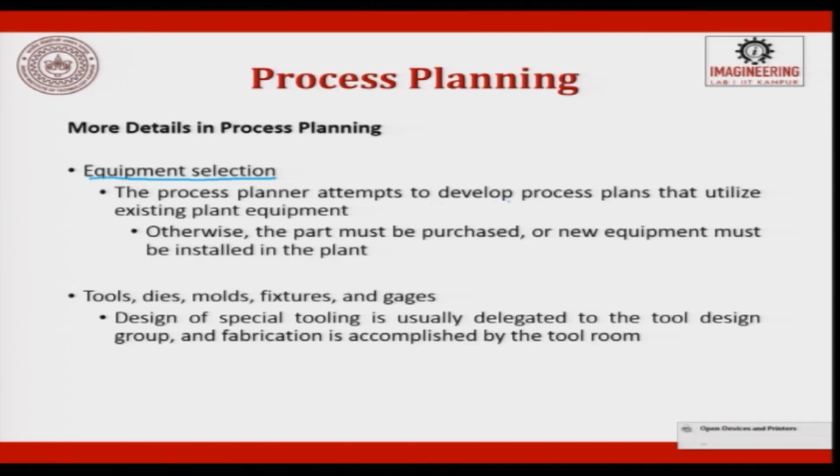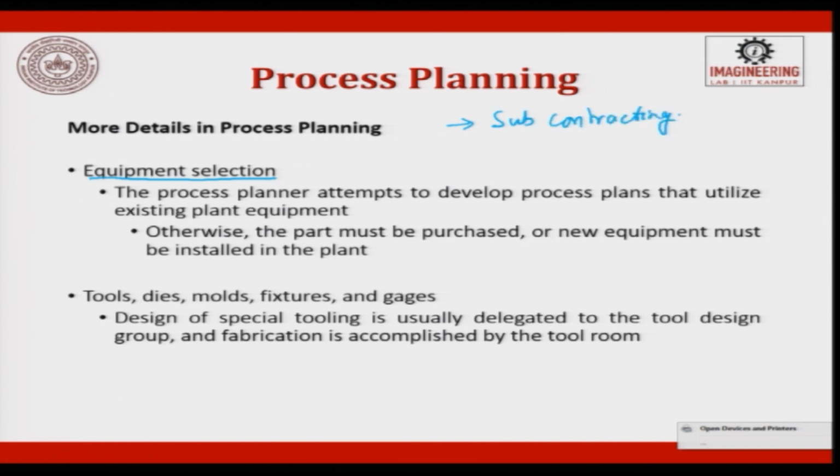So, equipment selection is the next big challenge. The process planner attempts to develop process plans that utilize existing plant equipment. If it is not there, whether to go for a subcontract, or whether the company should buy the machine, all these things will be decided by him and suggested. Otherwise, the part must be purchased or new equipment must be installed in the plant. Today, there is a concept of subcontracting.